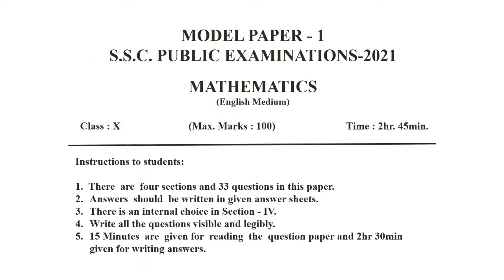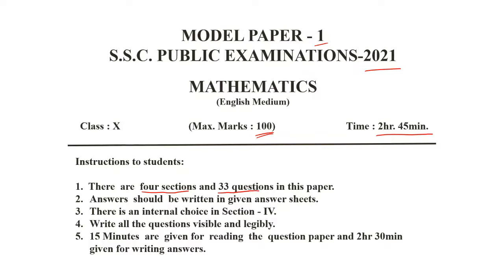This is Model Paper 1 given by SCERT for year 2021. The total marks you can score is 100 and time given is 2 hours 45 minutes. There are total 4 sections and 33 questions in this paper.